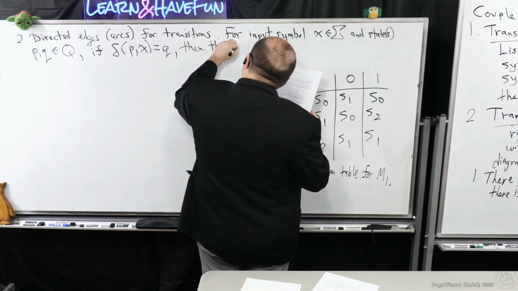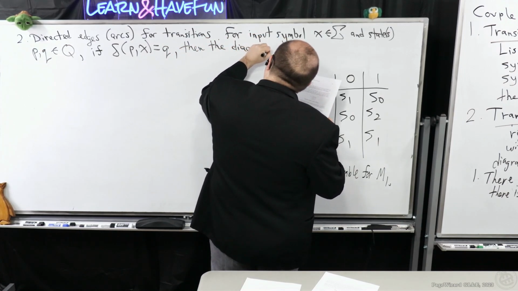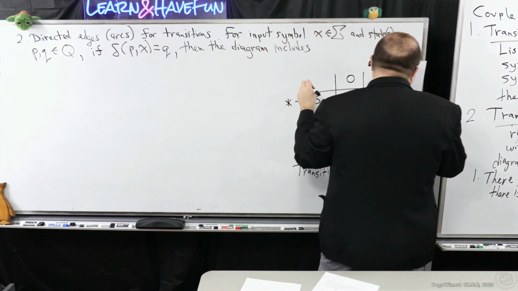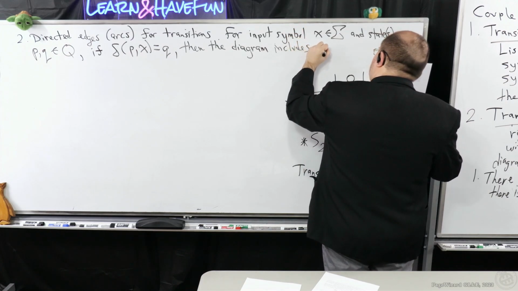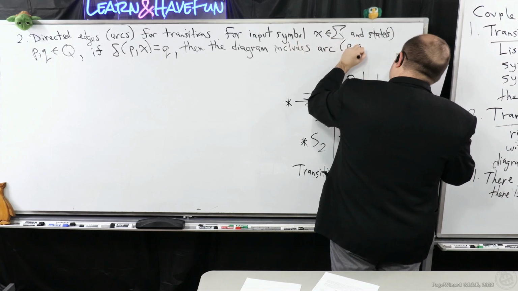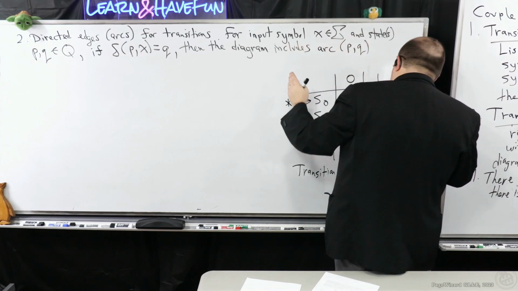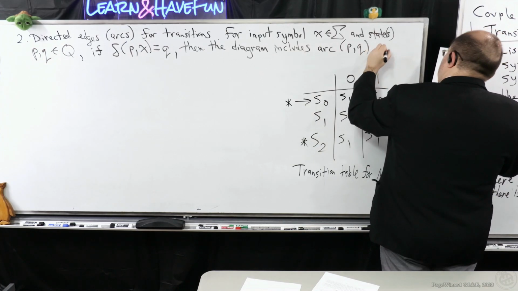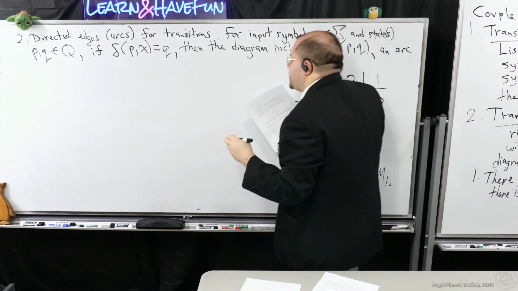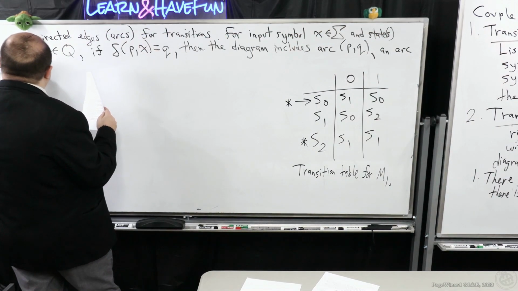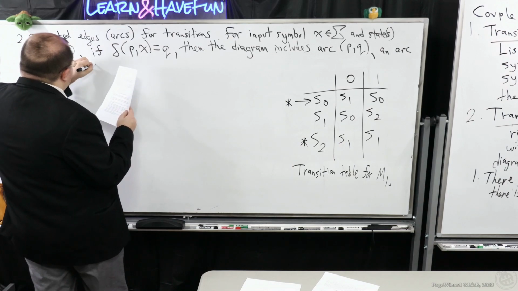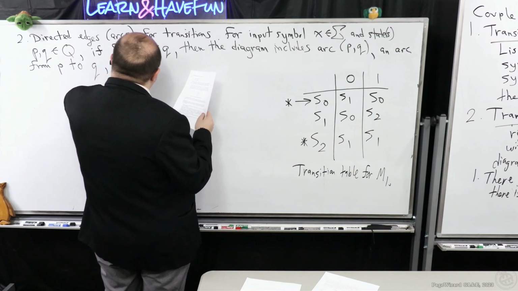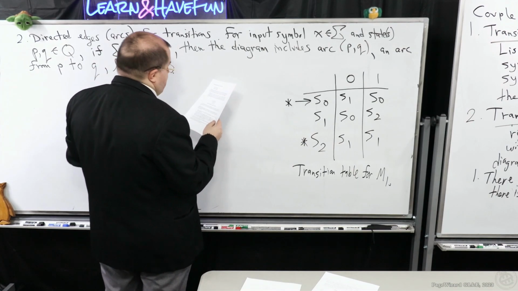then the diagram includes arc PQ. There's going to be a directed edge from P to Q. So that's an arc from P to Q, and it's going to be labeled with something. It's going to be labeled X. That's the input symbol that got me there.